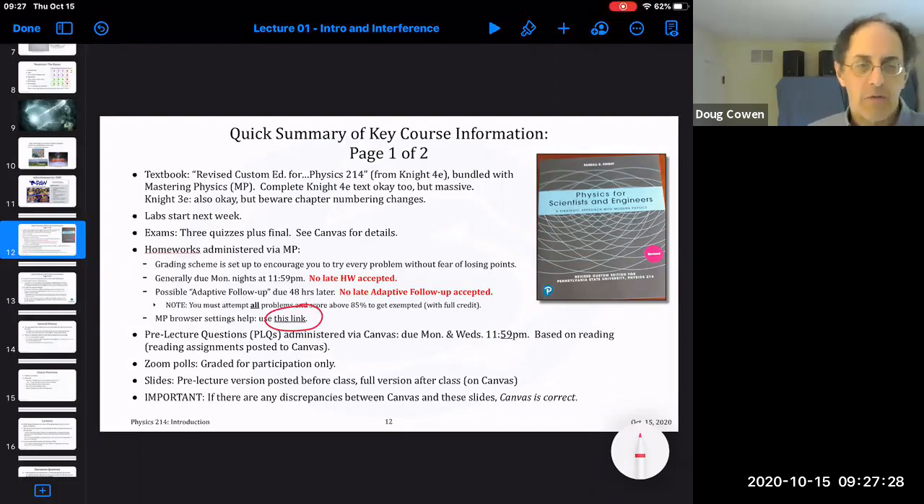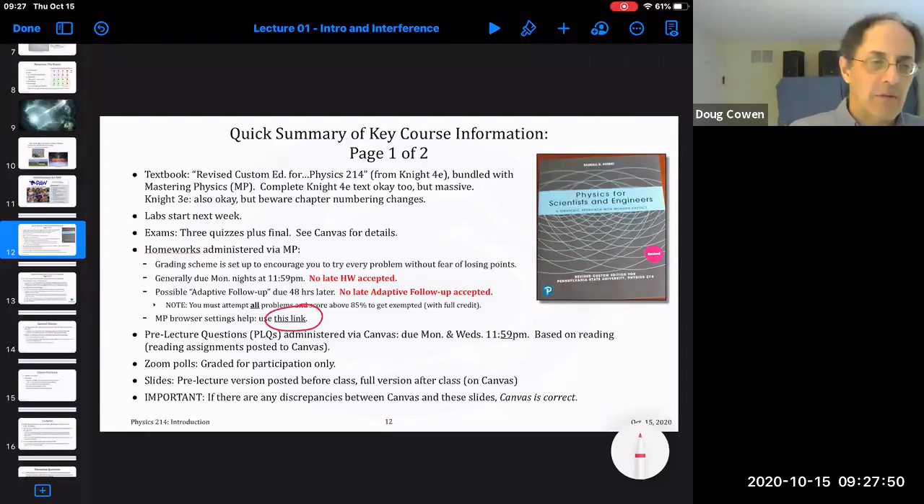There will be Zoom polls during class, which are going to be graded for participation only, so don't worry if you get the wrong answer. But do note that unlike with the clickers, once you select an answer in a Zoom poll, you can't change it. So unfortunately, that makes it a little bit harder to change your mind.